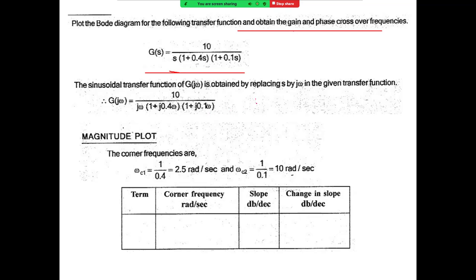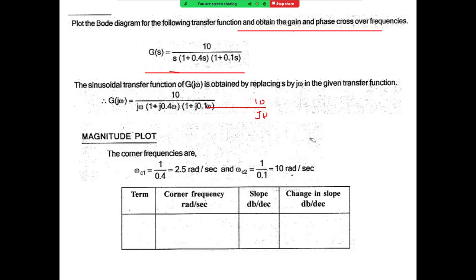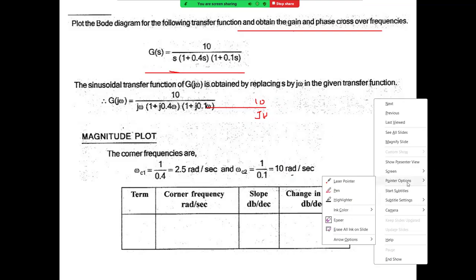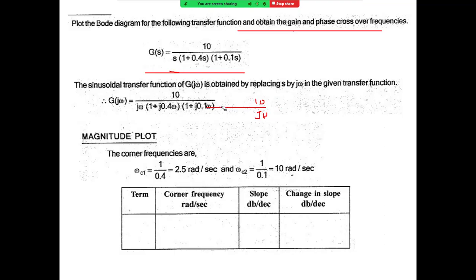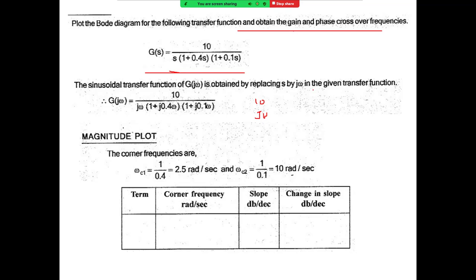So 10 by j omega itself, we can take that one product term. Which term is it? Is it constant, integral or derivative? 10 by j omega means integral term, right? So first we have that one integral term, and the remaining are first order terms in the denominator. That is 1 by 1 plus j 0.4 omega, and the second one is 1 by 1 plus j 0.1 omega. Next we need to calculate the corner frequencies.